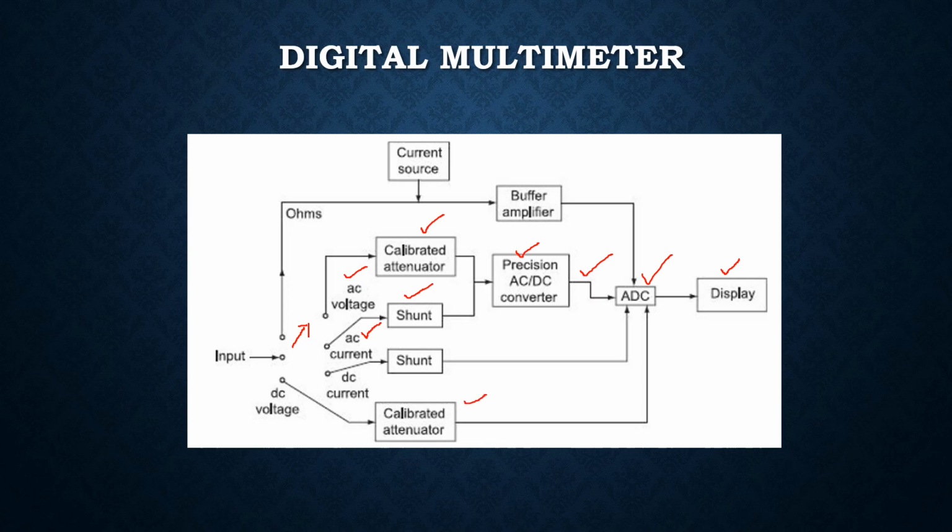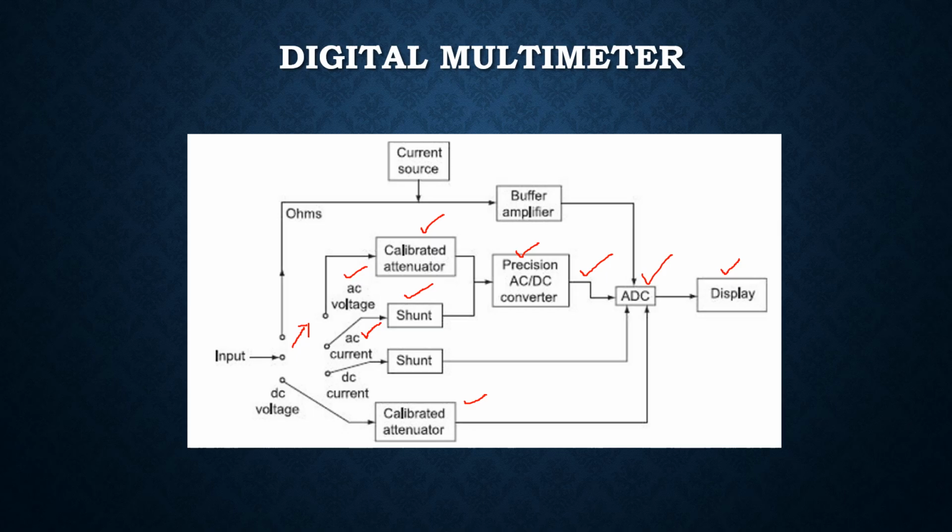For DC, the calibrated attenuator again sets the value to one that can be accepted by the instrument. And as we are using DC, no AC to DC converter is required because it is already DC. So we directly feed it to the analog to digital converter, and finally we see the display. So this is basically the digital multimeter.